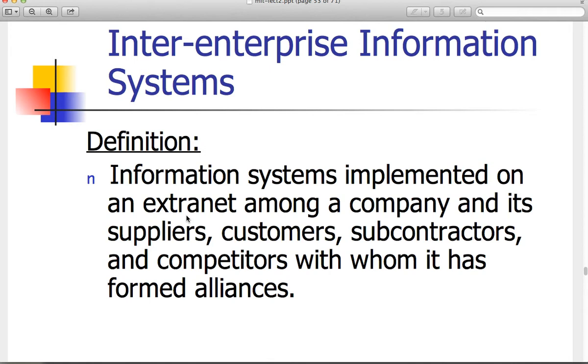So an inter-enterprise information system is one that's implemented from extranets among a company and its suppliers, its customers, its subcontractors, competitors with whom it has formal alliances. So it's not open to the public normally. It's mostly agreements with company A to company B to company C. We all work together. We're almost like an enterprise. Well, we are an enterprise.